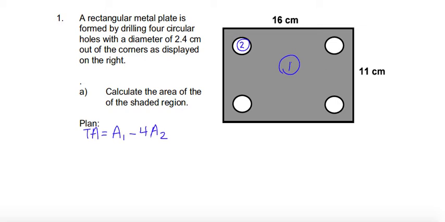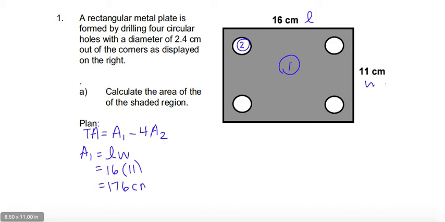So I first want to calculate the area of my rectangle. So remember, the area of a rectangle is length times width. I'm going to represent my length as 16 and my width will be 11. So the area of shape 1 will be 16 times 11, which gives us 176 centimeters squared.